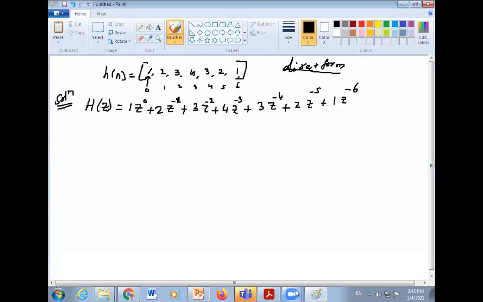What did I do here? There is no need to use a formula. Even with the formula you can calculate, you will get the same thing, right? So it is 1 into Z power 0 plus 2 into Z power minus 1 plus 3 into Z power minus 2, and finally we will write: 1 plus 2 Z power minus 1 plus 3 Z power minus 2 plus 4 Z power minus 3 plus 3 Z power minus 4 plus 2 Z power minus 5 plus Z power minus 6. Now can you draw its direct form?